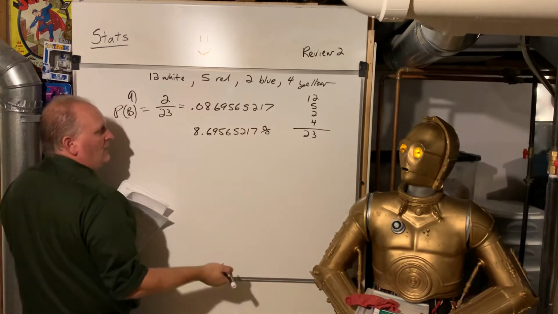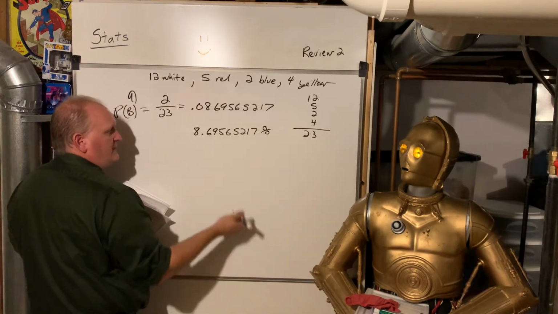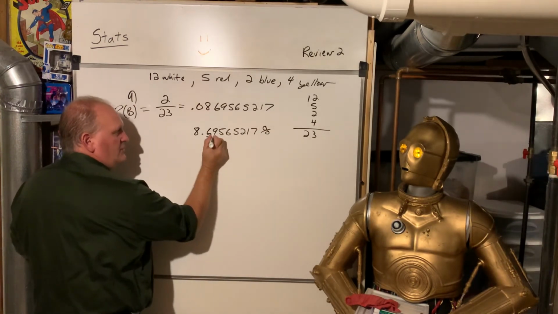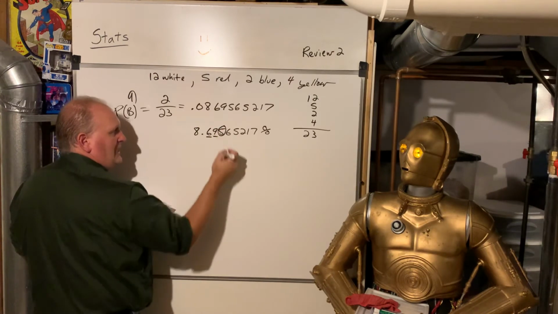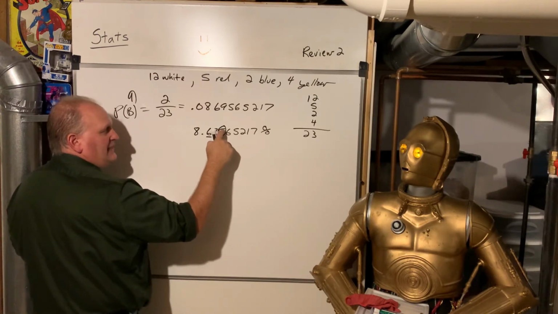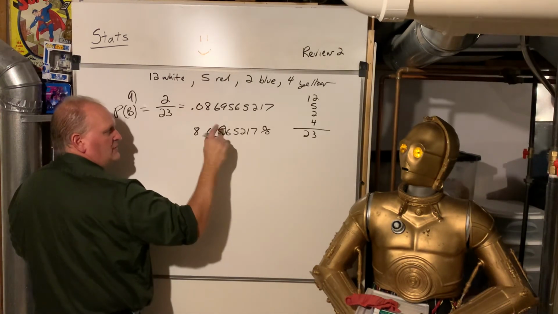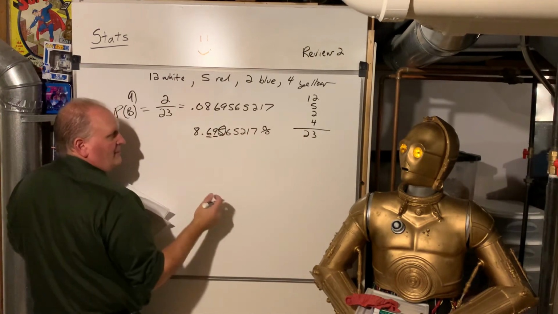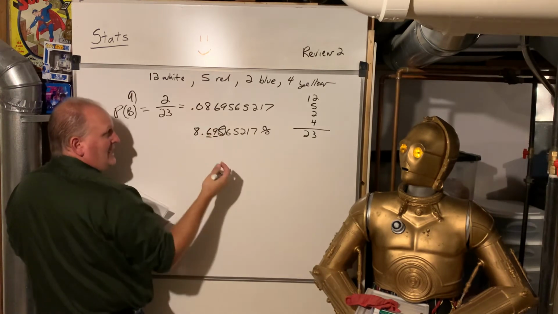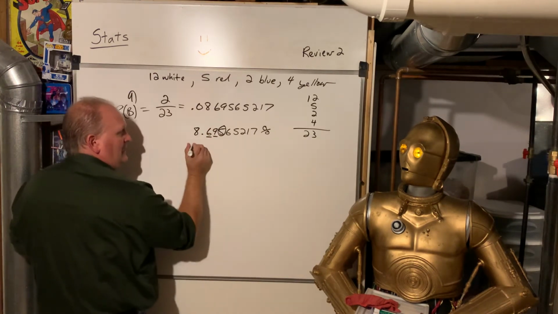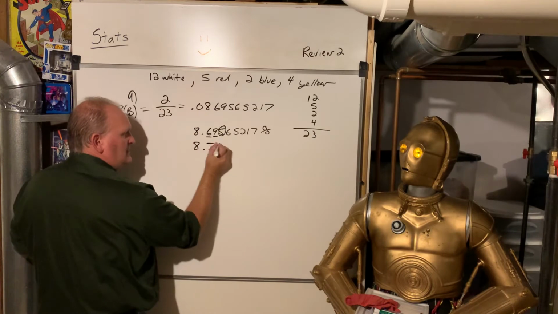Okay, now hundredth of a percent. So tenths, hundredths, and then you look to the third, thousandths. If this is a 5, 6, 7, 8, or 9, you bump this number up. If this is a 4, 3, 2, 1, or 0, you just drop that off and leave that number the same. Since it's a 5, that 9 gets bumped up to a 10, and we get 8.70%.